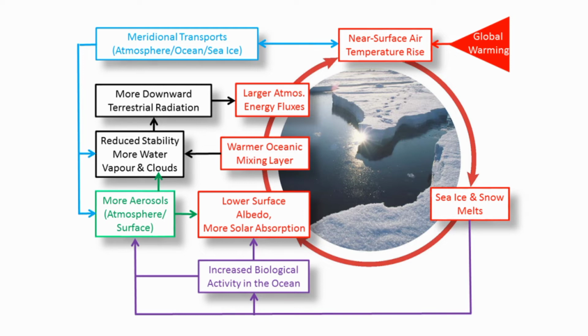And another aspect is that this increase in aerosol will lead to lower surface albedo. So when lower surface albedo occurs, there will also be a rise in temperature. Also a warmer ocean mixing layer. This will also lead to stability of water vapor. So this infographic shows how cyclic and interconnected the whole phenomenon is.